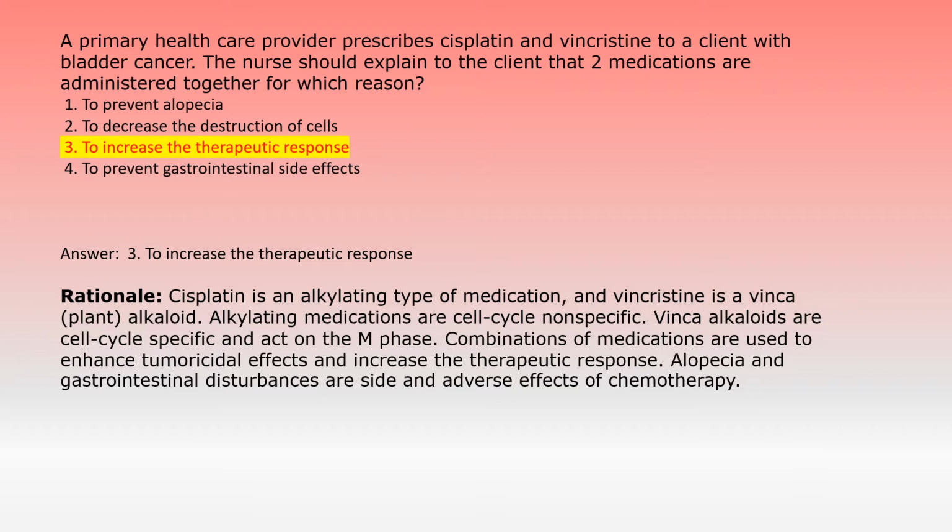Rationale: cisplatin is an alkylating type of medication and vincristine is a vinca plant alkaloid. Alkylating medications are cell cycle nonspecific. Vinca alkaloids are cell cycle specific and act on the M phase. Combinations of medications are used to enhance tumoricidal effects and increase the therapeutic response. Alopecia and gastrointestinal disturbances are adverse effects of chemotherapy.